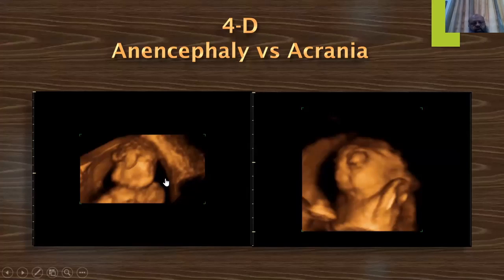This is 4D. The brain matter is absent. Only a bud is there. It is anencephaly, and you can see the brain matter is smaller here. This is the protruding eye, so it is anencephaly. And in acrania, the brain matter is there, and only the skull is absent. So this is acrania.